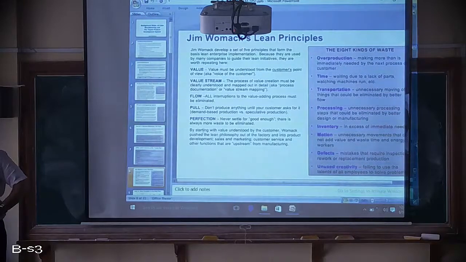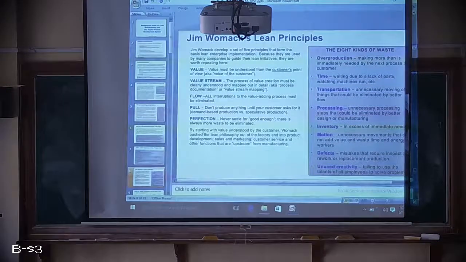Second is value stream. That is process documentation, basically waste reduction and lead time reduction, all those concepts. The process of value creation must be clearly understood and mapped out in detail. So using value stream mapping, any flows should be mapped.